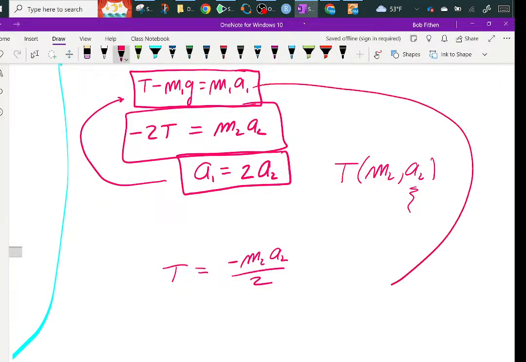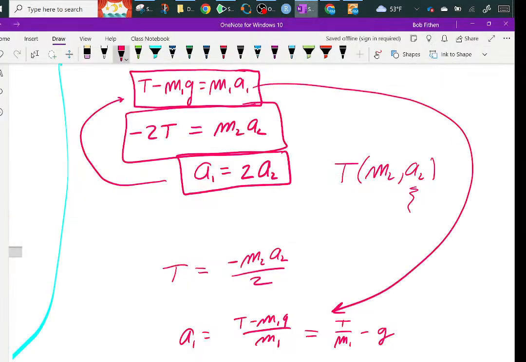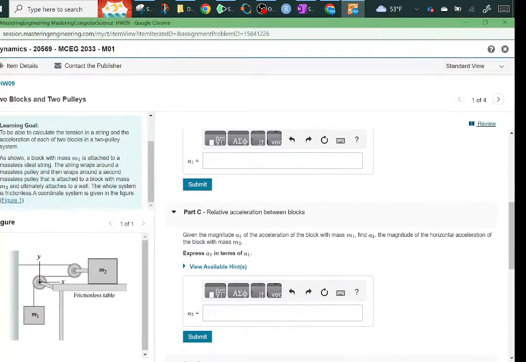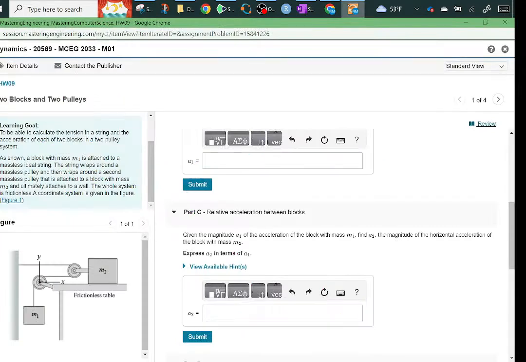Now, okay, that's going to be, so A1 is just equal to T minus M1G over M1. M1, G, and T. There you go. Relative acceleration. Given the magnitude of A1, the acceleration. Oh, okay. So this is the third equation. So that's that one. Does he combine them at all?